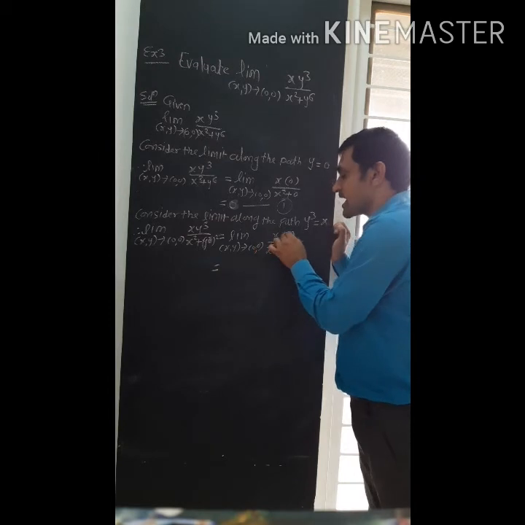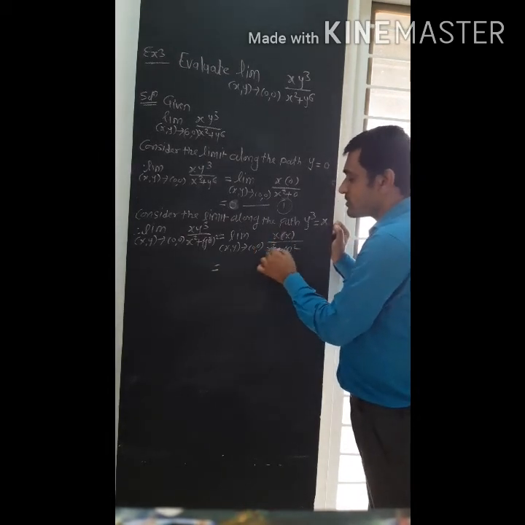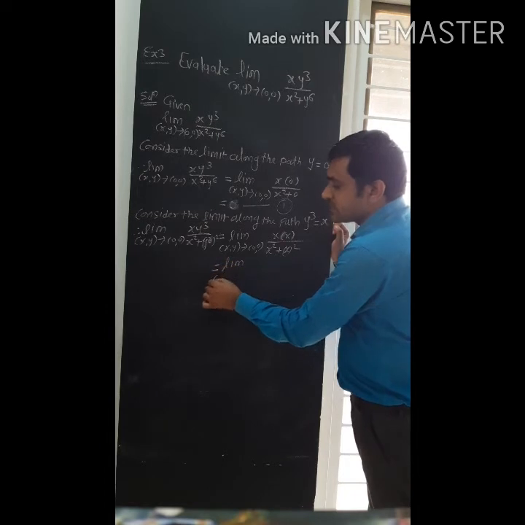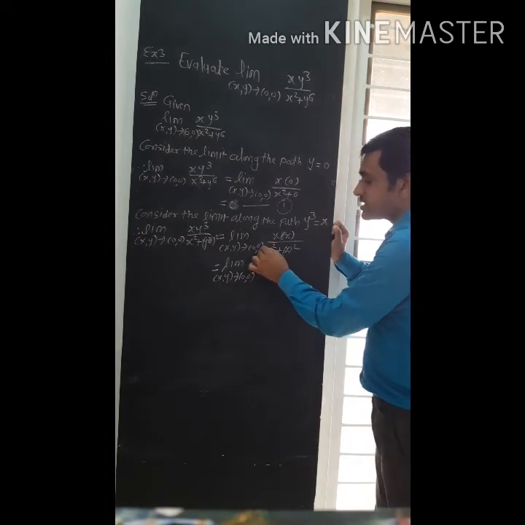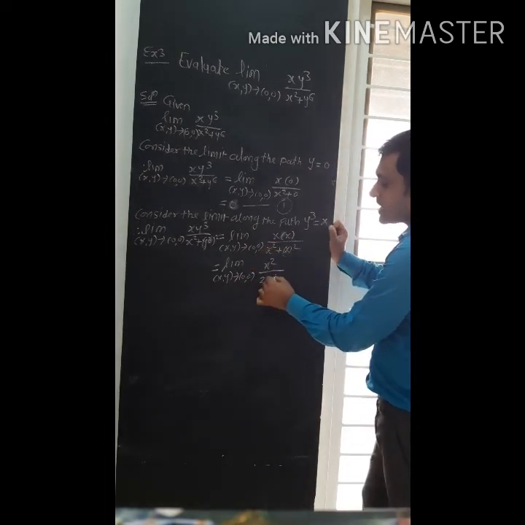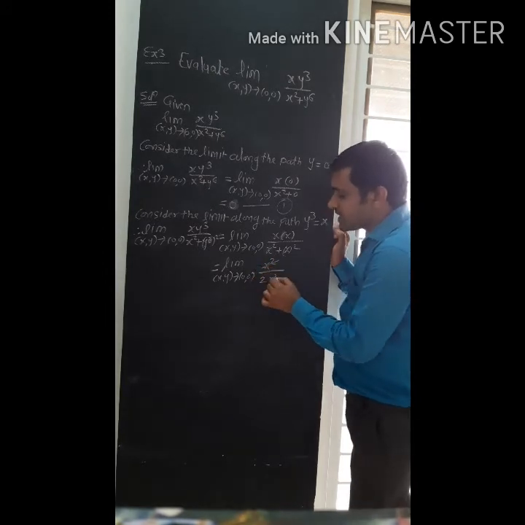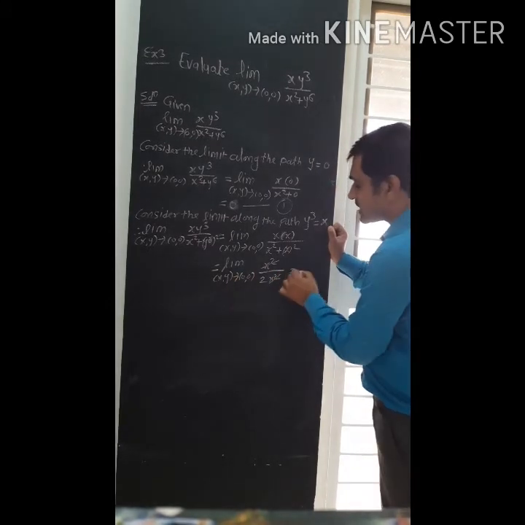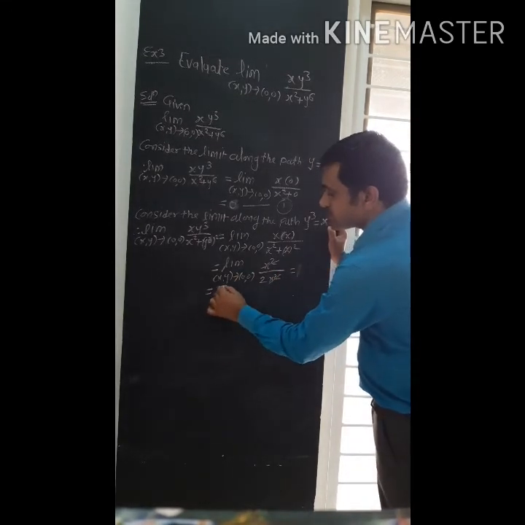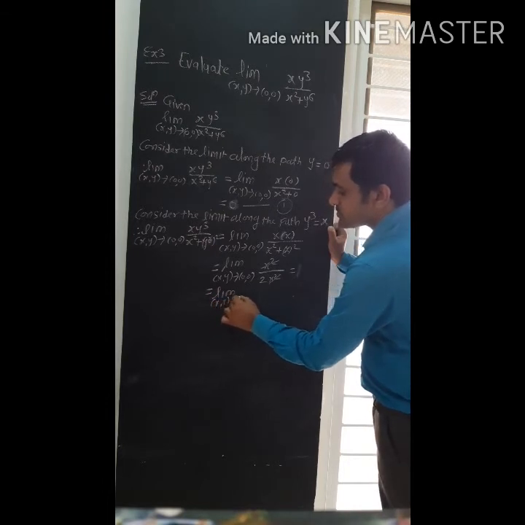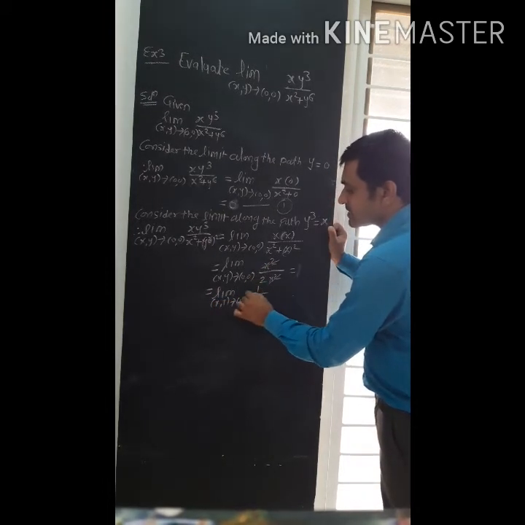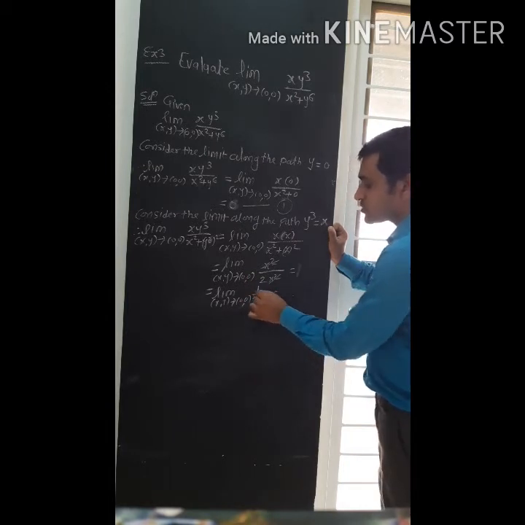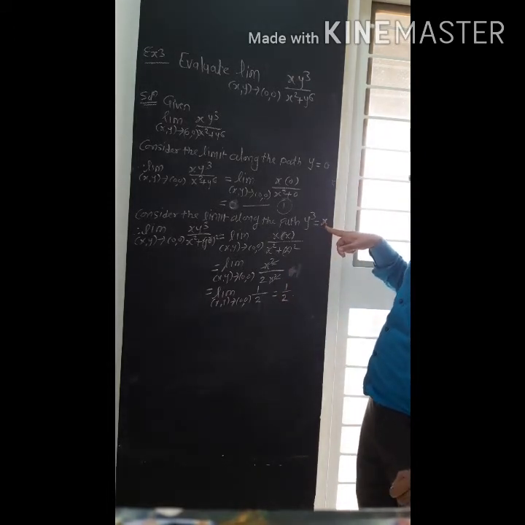So in the numerator it is x square, and in the denominator x square plus x square, that is 2x square. From the numerator we can cancel x square, and from the denominator we can also cancel x square. So the value of this limit as (x,y) tends to (0,0): in the numerator there is 1, in the denominator there is 2. So the limit of this function is 1/2 along the path y cube is equal to x.